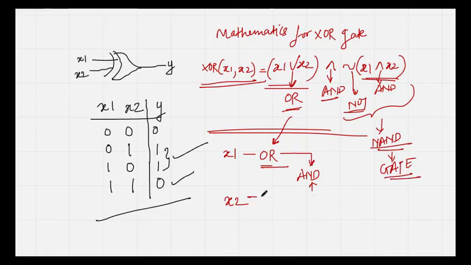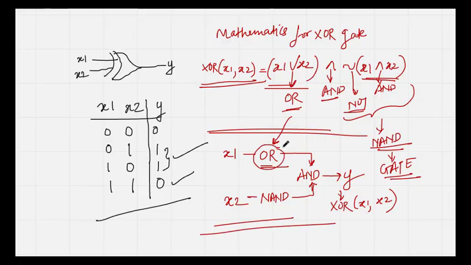Nothing but NAND. So here one will perform NAND and then give that to AND. Then this AND operation will give me the output, which is nothing but my XOR of x1 and x2. I hope this is clear. So this is simple mathematics, and now we have to design my neural network in such a way.